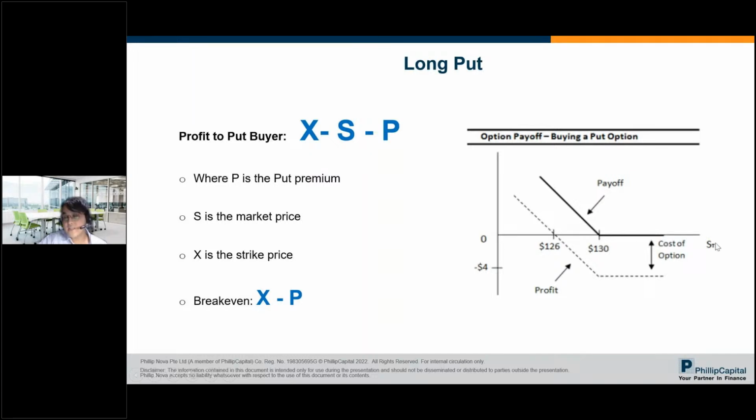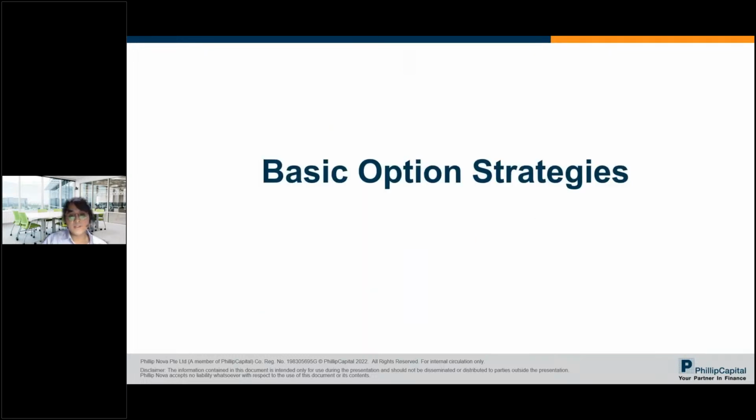To understand this kind of option payoff diagram is actually pretty simple. The horizontal line is the underlying price. The vertical line is the profit and loss. Below zero, it's essentially a loss. Above zero, it's a profit. And you can see over here that the dotted line is in positive territory once the underlying price goes below $126, which is why we say that the break-even for this put option is $126.